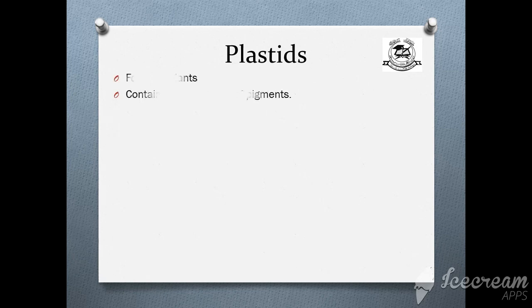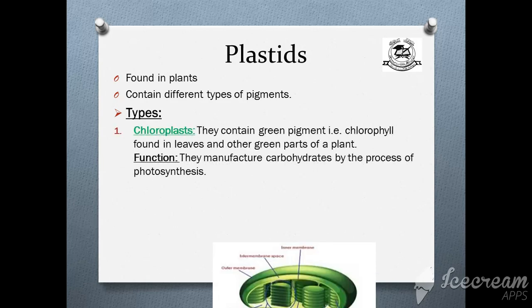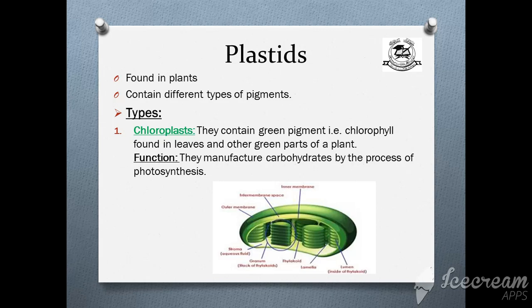Now plastids, which are parts of the plant cell, contain different types of pigments. On the basis of the types of pigments, they have three types. Number one, chloroplast, the green one. They contain the green pigment chlorophyll, found in leaves and other green parts of a plant. Normally we see that plants are green, so they have more chloroplasts in all the green parts. Their function is to manufacture carbohydrates by the process of photosynthesis.